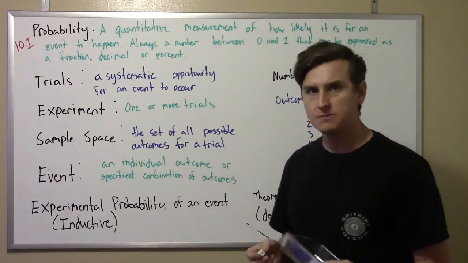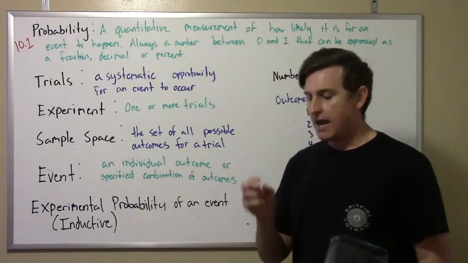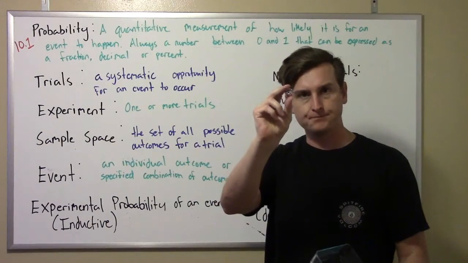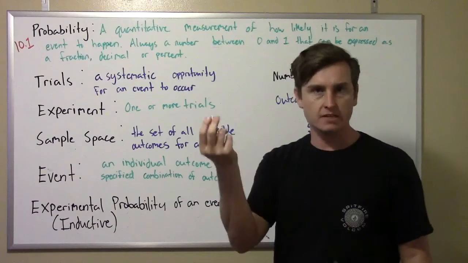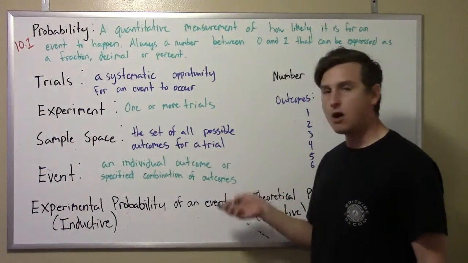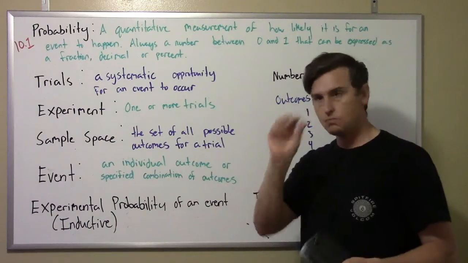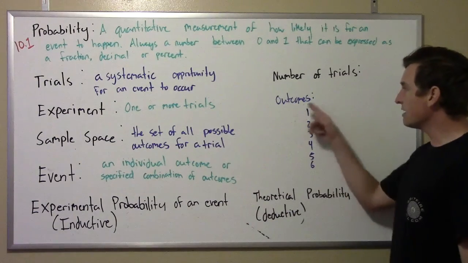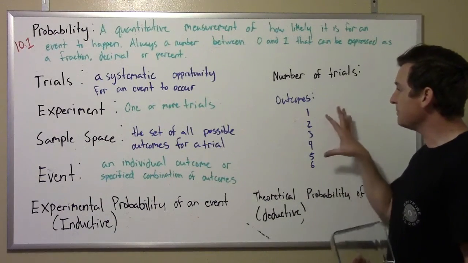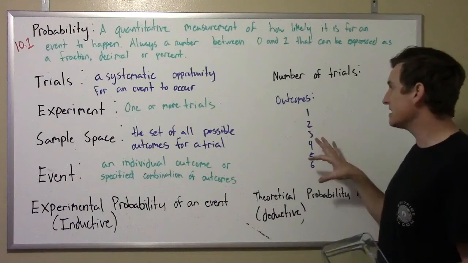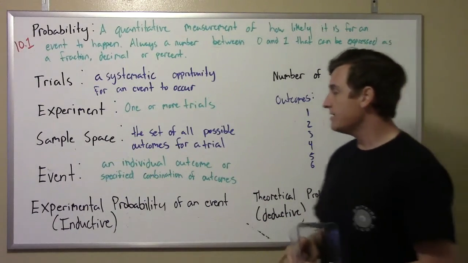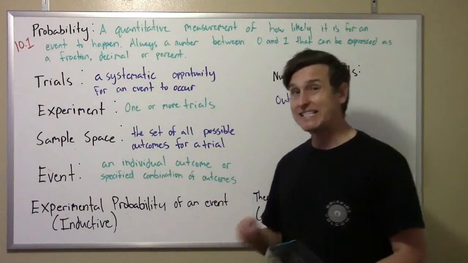Okay, let's talk about the sample space, because that's sometimes the hard part. How many different outcomes are there from rolling a 6-sided die? Well, there's 6, right? 1 through 6: 1, 2, 3, 4, 5, or 6. So the sample space here is the set of all possible outcomes in a trial. These are the different outcomes that I have, 1 through 6. The sample space is just a list or a set, and the size of the sample space in this case is 6.